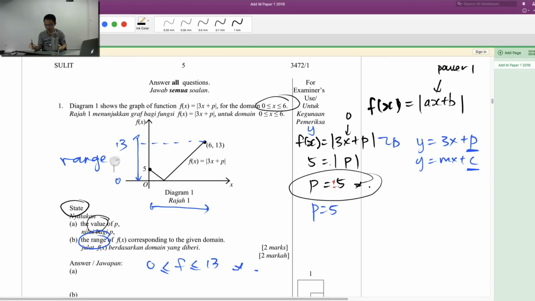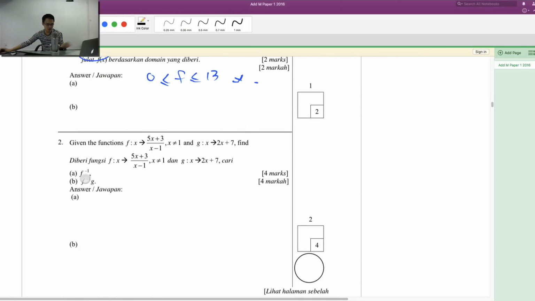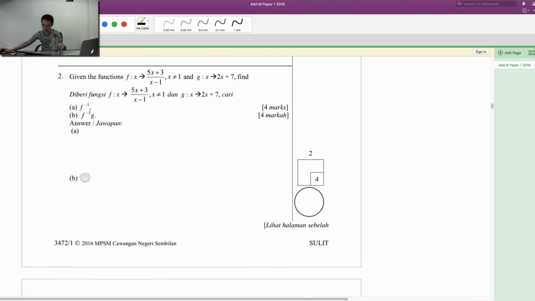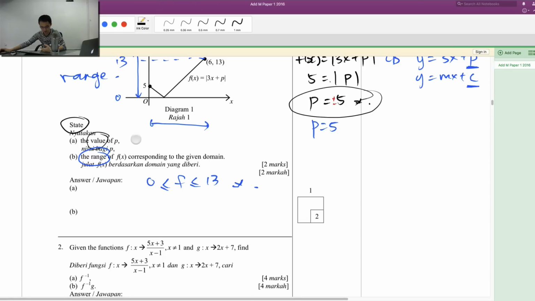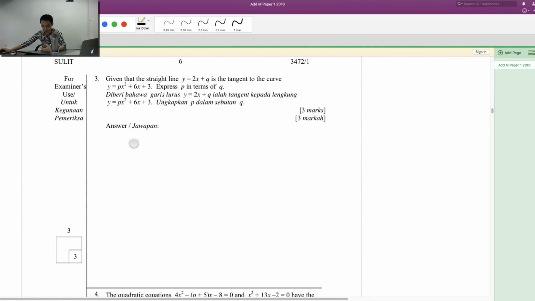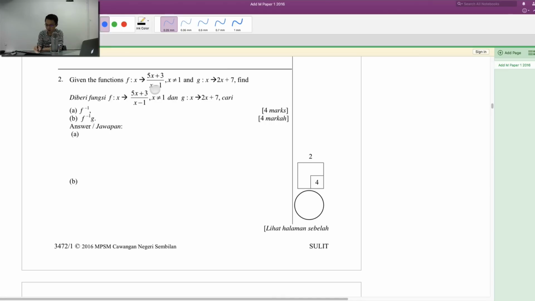If there is anything you want to ask, just tap on the comment, because both of us are actually using two different screens. Yeah, so okay, let's continue to question number two. Given that the function f(x) equals, number one is just like this, 2 marks. For number two here, given the functions f(x) and g(x), find f inverse.